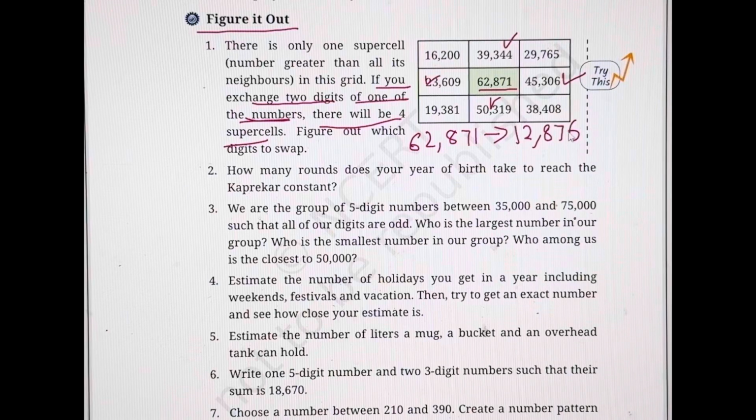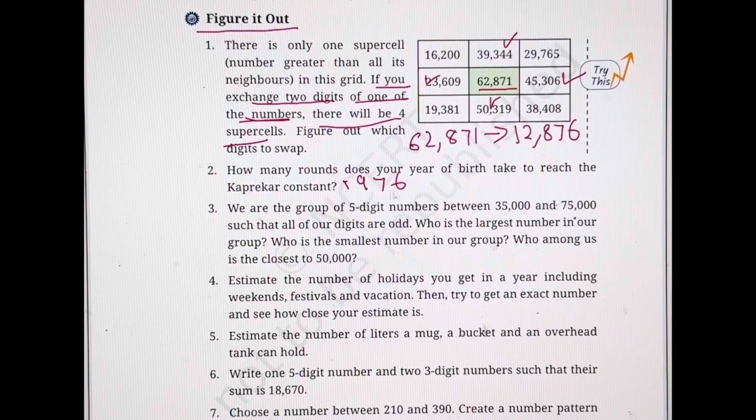Now, there is a question: How many rounds does your year of birth take to reach the Kaprekar constant? Suppose I take the year 1976. Do you remember the Kaprekar constant? How do we get it? We form the largest number out of these digits and the smallest number, and then find the difference, and continue till we get the Kaprekar constant. What was the Kaprekar constant? 6174. What is important is that first you understand the question.